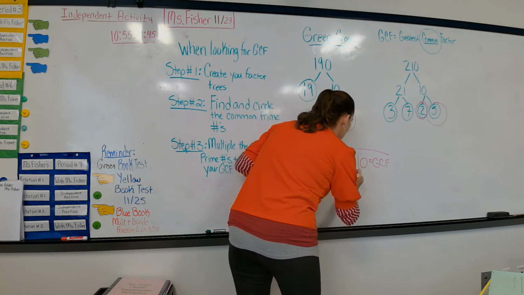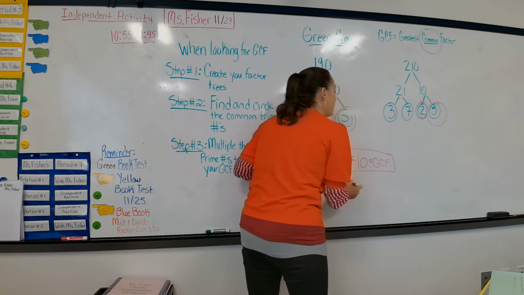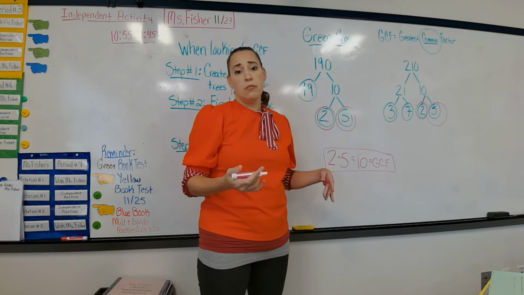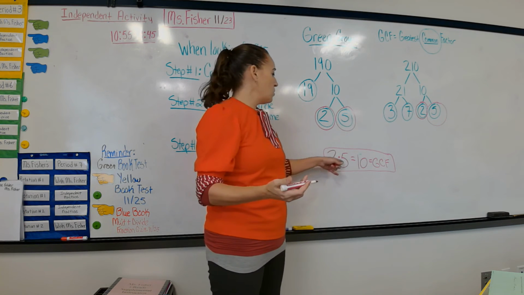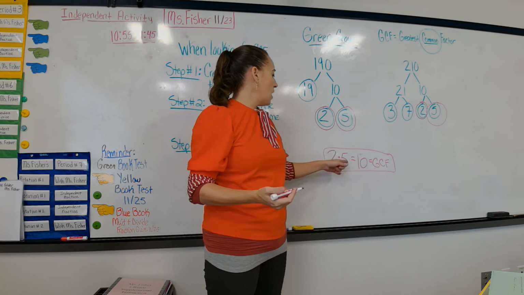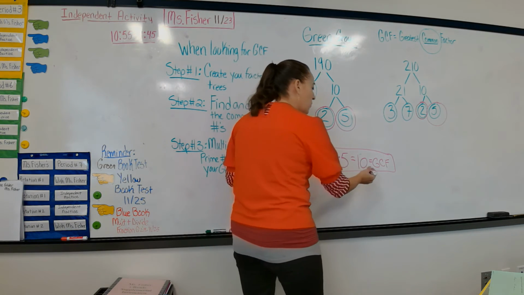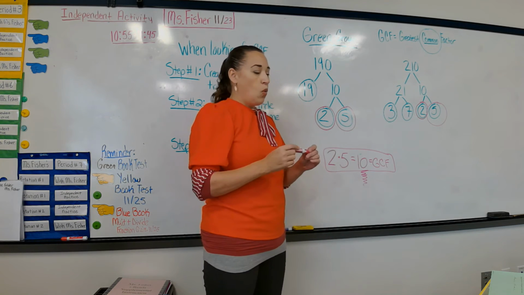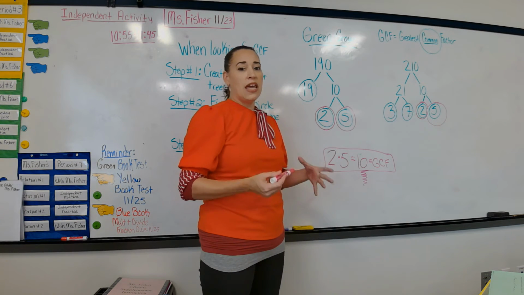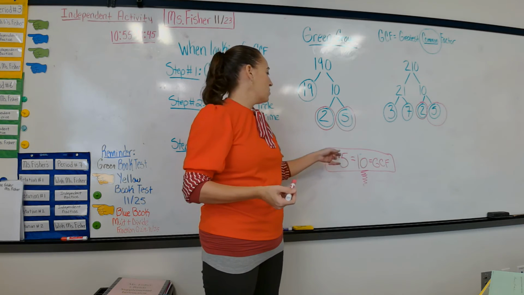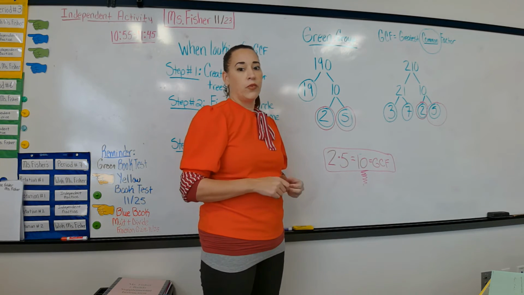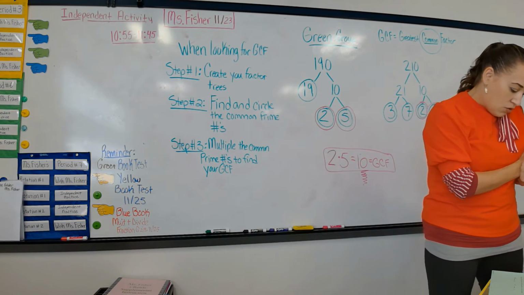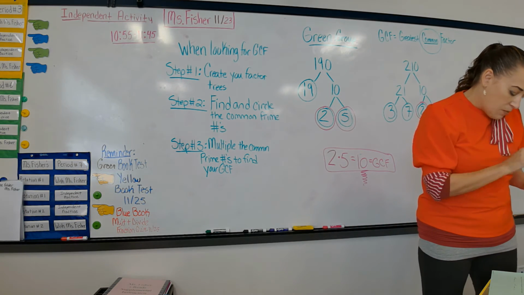Okay, so 10 is your GCF. And what prime numbers did you have to multiply together? What prime numbers did they have in common? 2 and 5. So 2 times 5 gives me my GCF of 10, right? So my GCF is 10. And what 2 prime numbers did they have in common? 2 and 5. Okay? So with that said, you can try the other one by yourself.